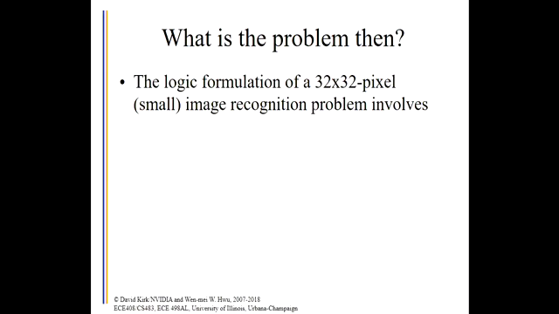So consider the logic formulation of, let's say, a 32 by 32 pixel image. This is a very, very small image. If you only have 32 pixels by 32 pixels, your iPhone is producing a picture of what?